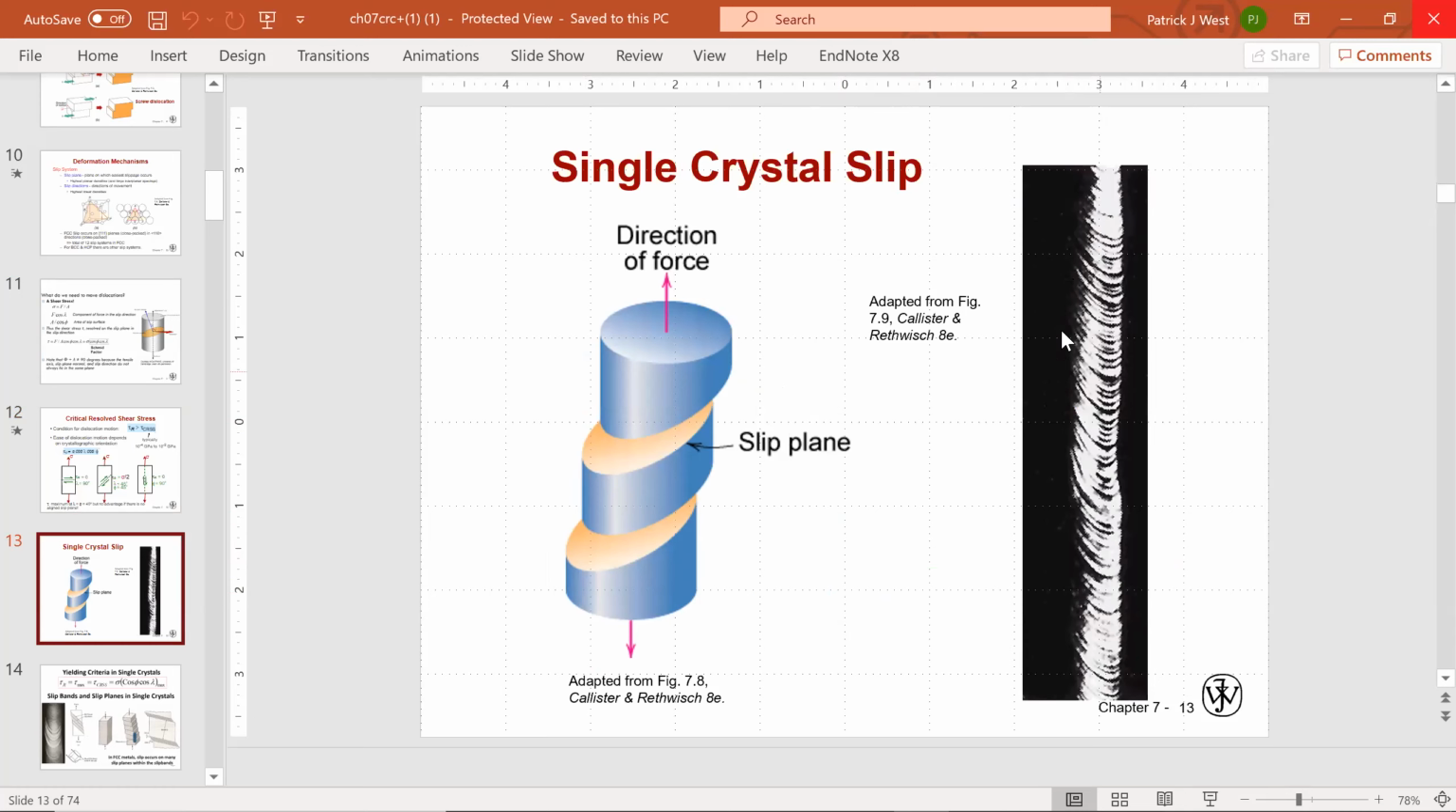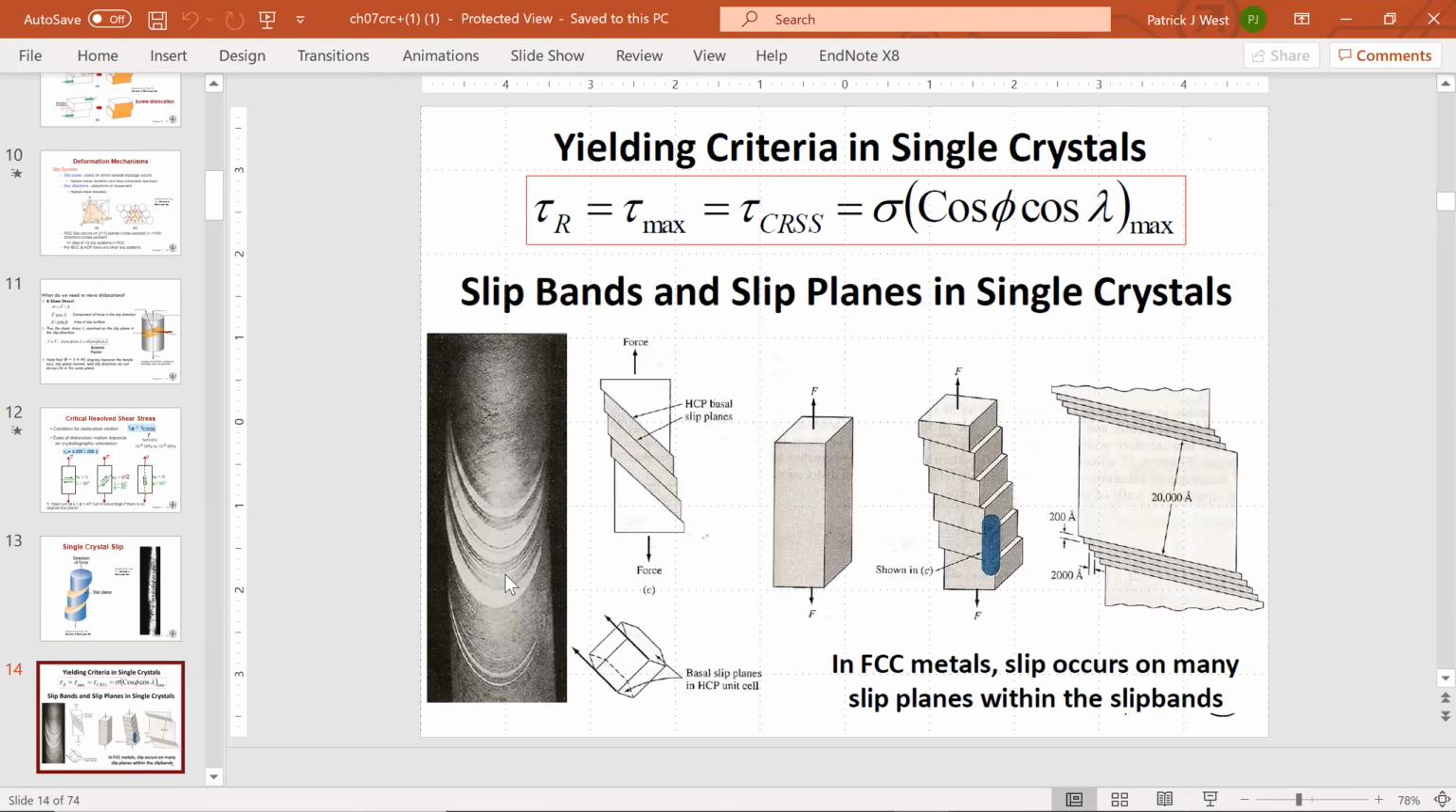This is a pretty famous image of some grass that is deformed in this way, and we can see all of the different planes that have slipped because we applied a stress 45 degrees from the actual sample. These are the slip bands here. Yeah, this is actually pretty cool.